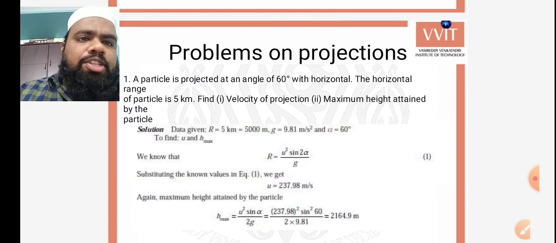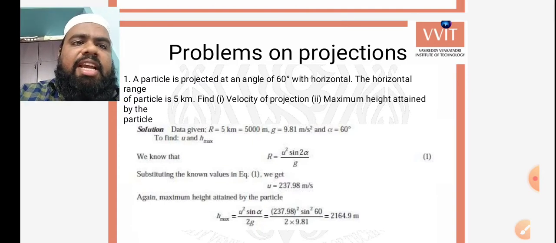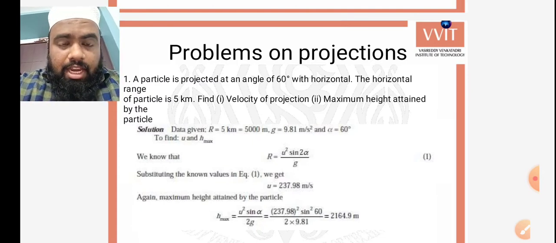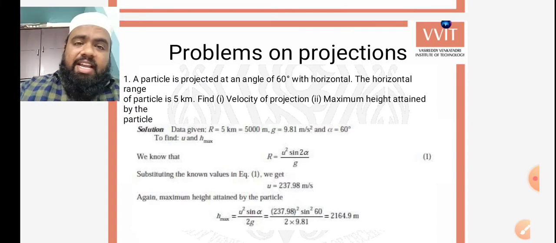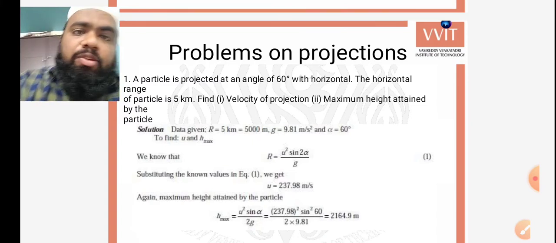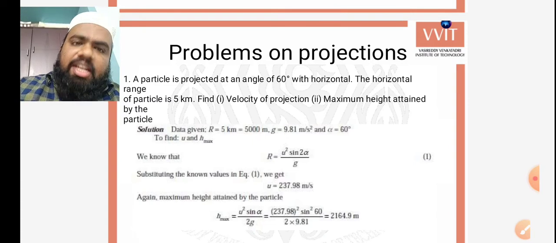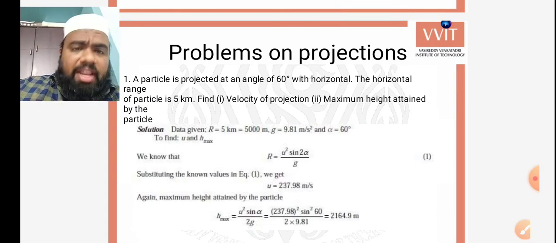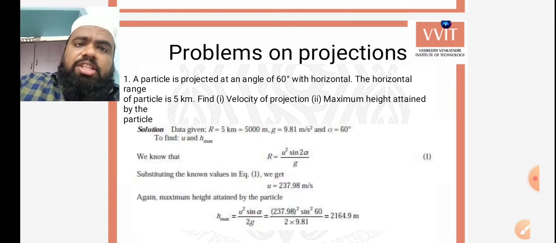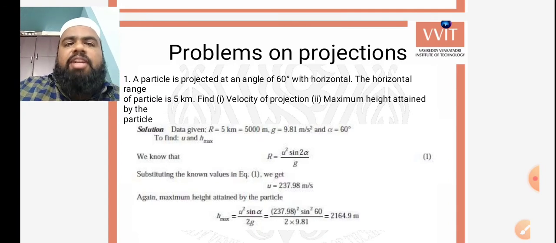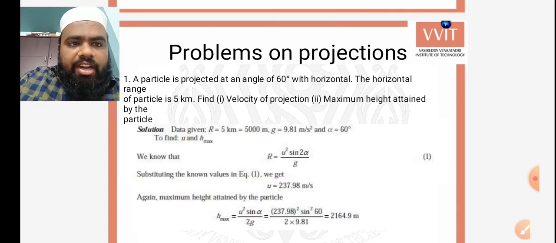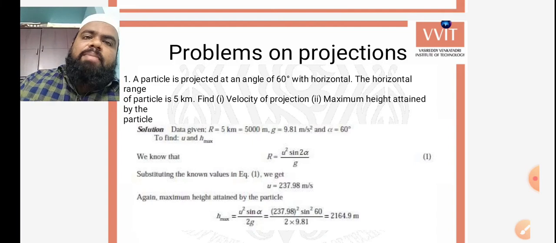Like we see in the first problem, a particle is projected at an angle of 60 degrees. It means the body is projected with 60 degrees angle, that is nothing but the angle of projection with the horizontal. The range of the particle is 5 kilometers, and find the velocity of projection and maximum height attained by the particle. So in the question, we have to find out the velocity and the maximum height.